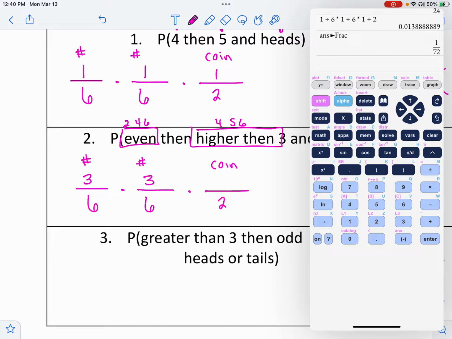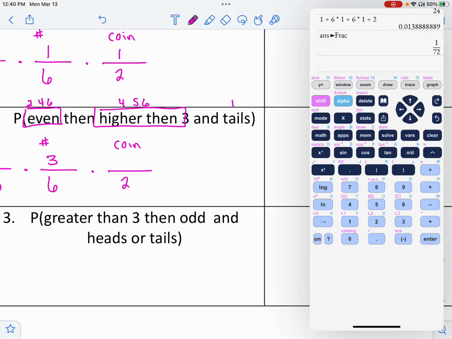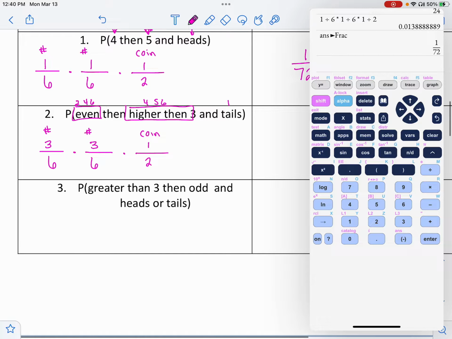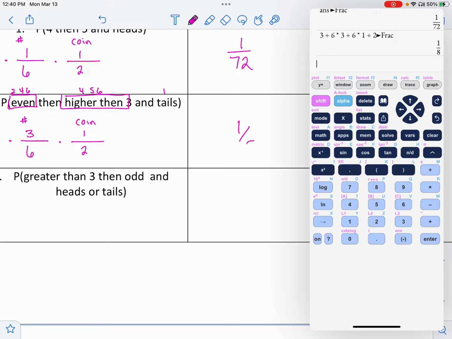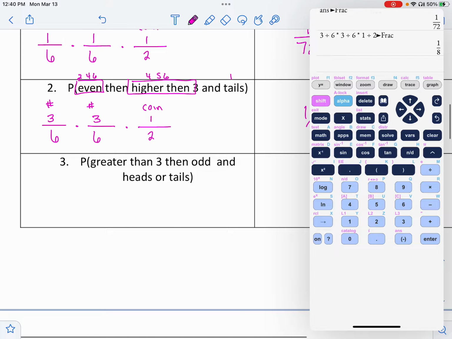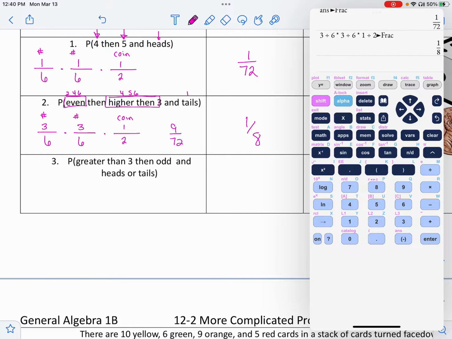So there's 3. And then what am I looking for? Tails, that's just 1. Okay, so you're going to do 3 over 6 times 3 over 6 times 1 over 2, math, enter, enter, and we get 1 over 8 as a final answer. And if you wanted to multiply that together, that would have been 9 over 72, which is where the 1 over 8 is coming from.